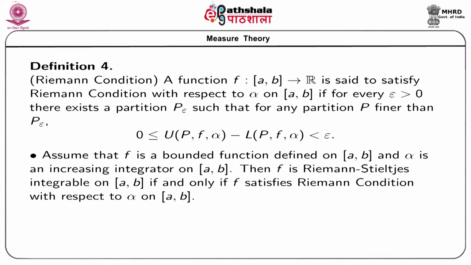So, if we can prove this result, we already know that f is Darboux Stieltjes integrable if and only if it satisfies the Riemann condition. So, combining the two results we get our desired equivalence, that the Riemann Stieltjes integrability of f is equivalent to Darboux Stieltjes integrability of f for a bounded function f and when the integrator alpha is an increasing integrator.